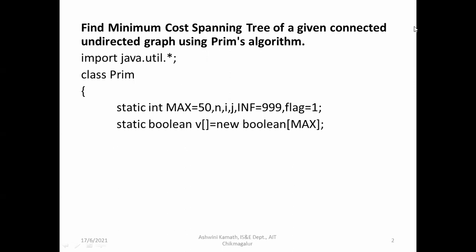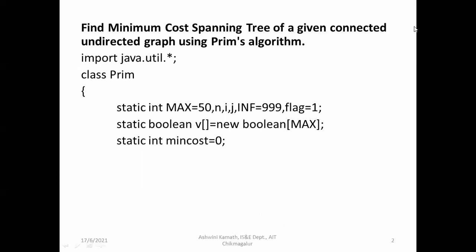Static boolean v with brackets means we are creating an array v which is equal to new boolean of max. The maximum value is 50, so it will store 50 values and it is boolean. In Java, we have a data type called boolean. It can hold two values, true or false. Either true or false can be stored for a boolean variable. This is a boolean array, where we can store true and false values.